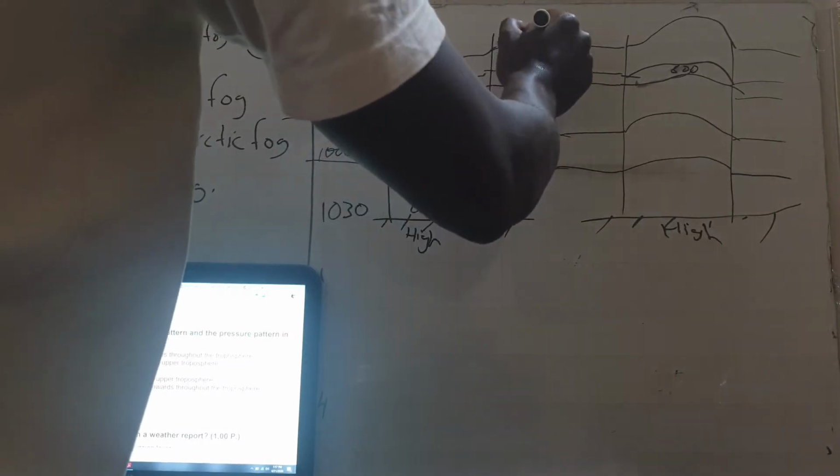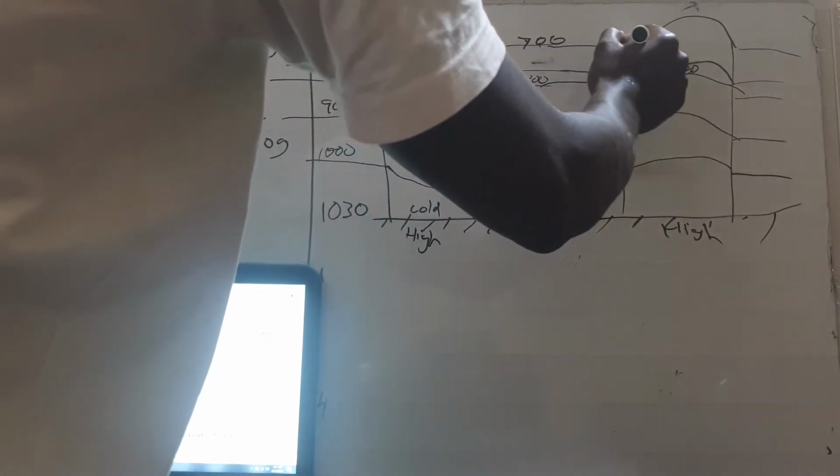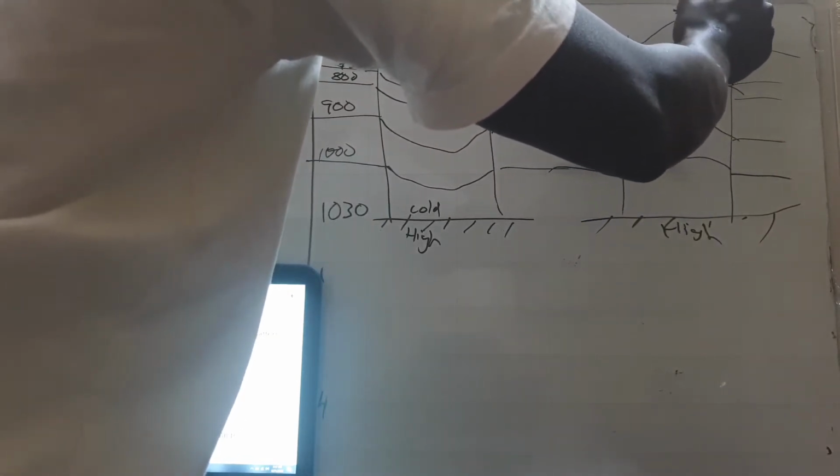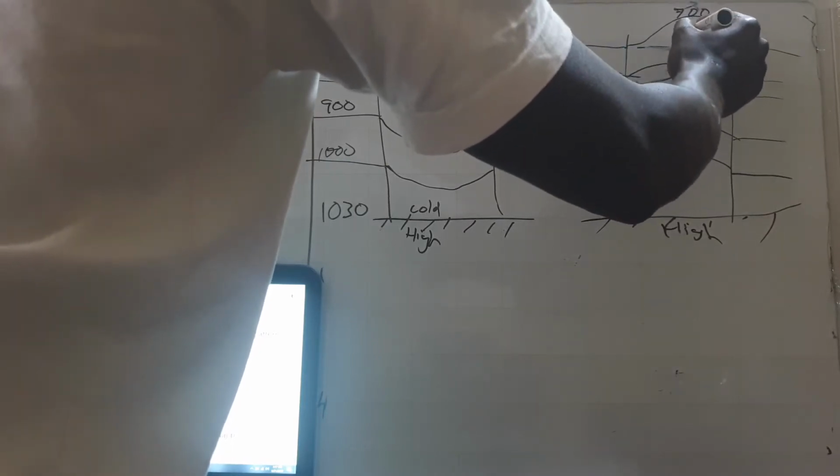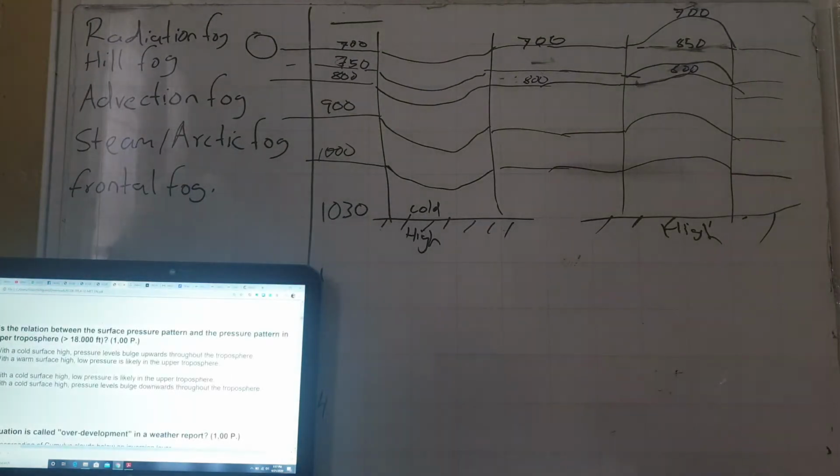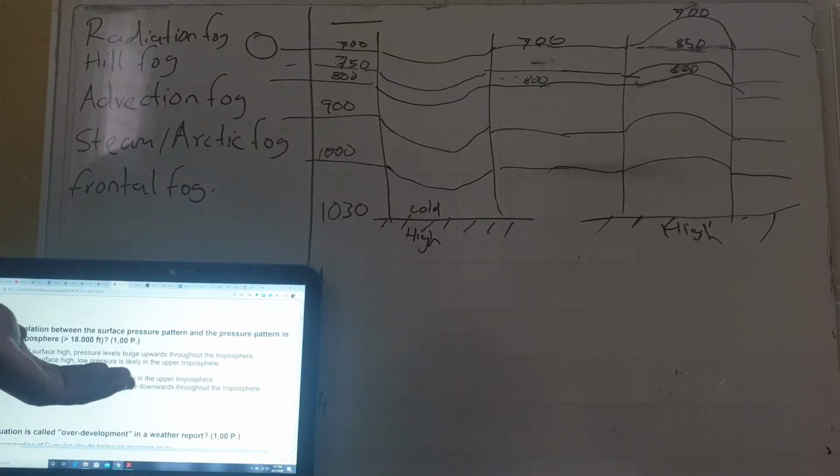So if here is 700, the pressure at this level is not 700. The pressure that is 700 is here. So the pressure here is maybe 850. So at higher levels, you tend to have higher pressure. Obviously this one is not true, because I said low pressure is likely.